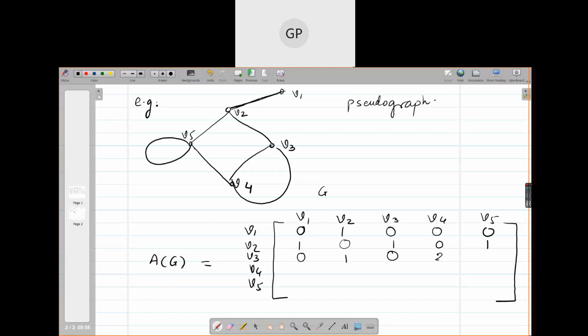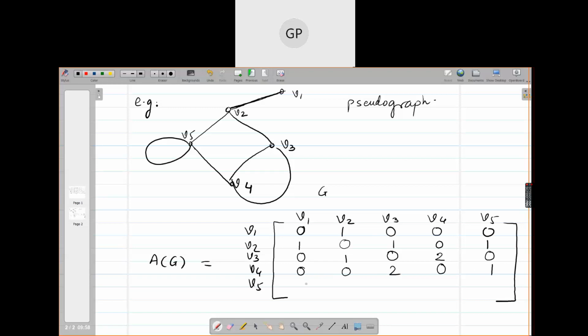It will be 2. We have defined the entry as the number of edges between those vertices. So there are two edges, parallel edges, so we have to put the number 2 here. V3 to V5, they are not adjacent, so 0. V4, V1, 0. V4, V2, 0. V4, V3, again the same number 2. V4, V4, 0. V4, V5, 1.